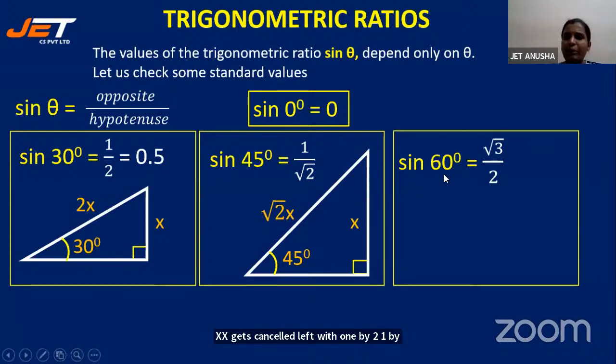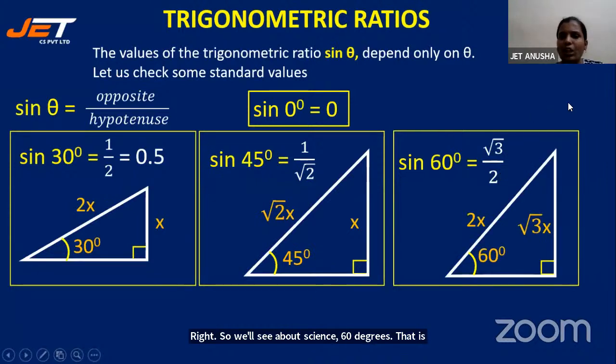So we'll see about sine 60 degrees, that is nothing but root 3 by 2, right? So here in place of theta we will be taking it as 60 degrees. Opposite is nothing but root 3x and the hypotenuse is nothing but 2x. So when you are substituting in the formula, both the x will get cancelled, left out with root 3 by 2.